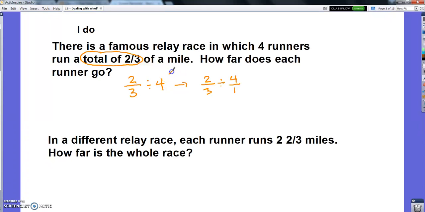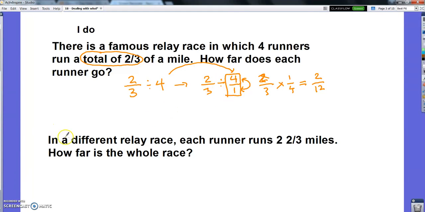Because now if I rewrite my 4 that way, as 4 wholes, then it's no problem to take its reciprocal, since I'm dividing. Oops, 2/3 times the reciprocal, 1/4. And I would find out that each runner runs 2/12 of a mile in that race. Sound good? So what I'm going to do, I'm just going to change my whole number into a fraction with a denominator of 1, a denominator of wholes, and then I can do my algorithm no problem.